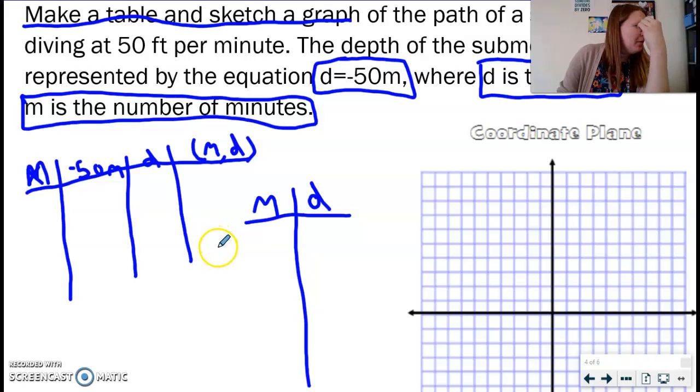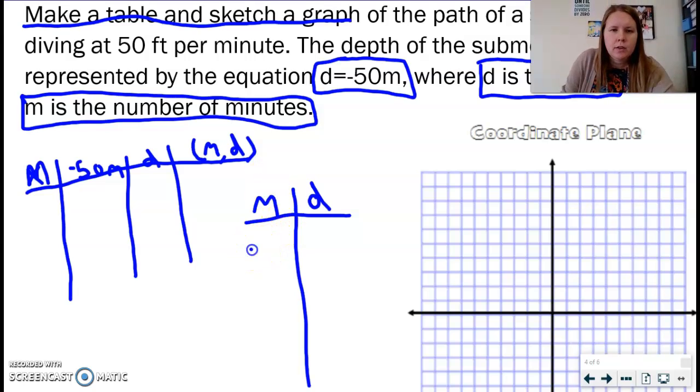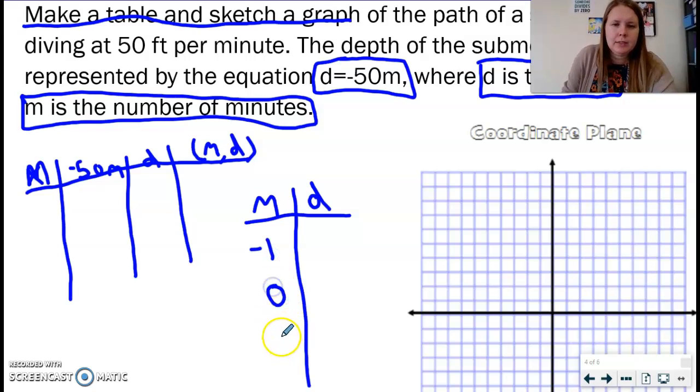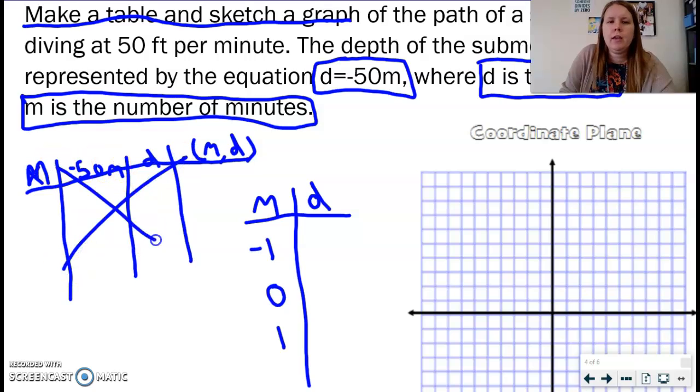But I'm only going to pick, let's pick the 3 points that I typically have been using for x. Remember, m is going to be the same as x for this. So we're going to pick one thing that's smaller, so maybe -1, one thing that's 0, and one thing that's bigger, 1. All right, well, instead of doing all this work of -50m, we're just going to do all the work right here.